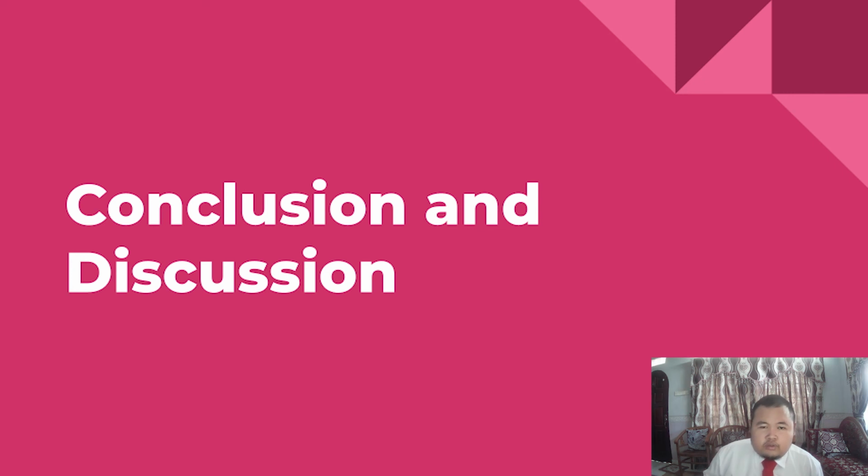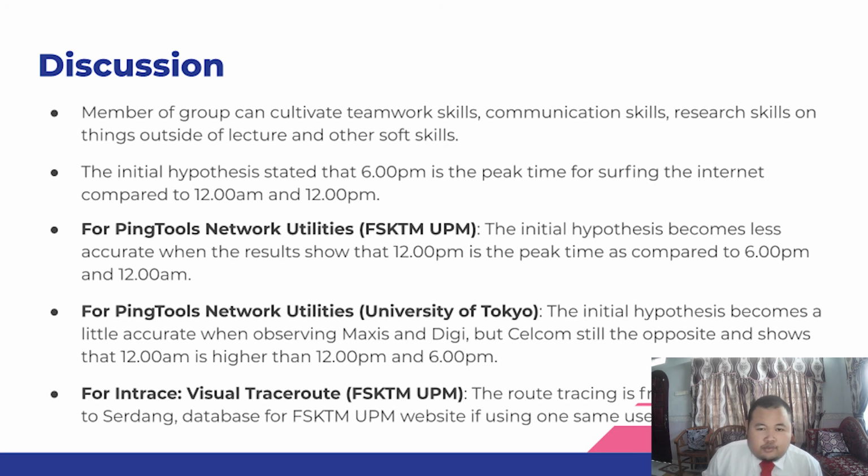Just a moment ago, we heard explanations from all members of our group about all the network tools. Indirectly, this group project has developed cooperation, communication, and research abilities outside of the lecture, as well as other soft skills. Besides, in contrast to 12 AM and 12 PM, the initial hypothesis suggested that 6 PM is the peak hour for accessing the internet.